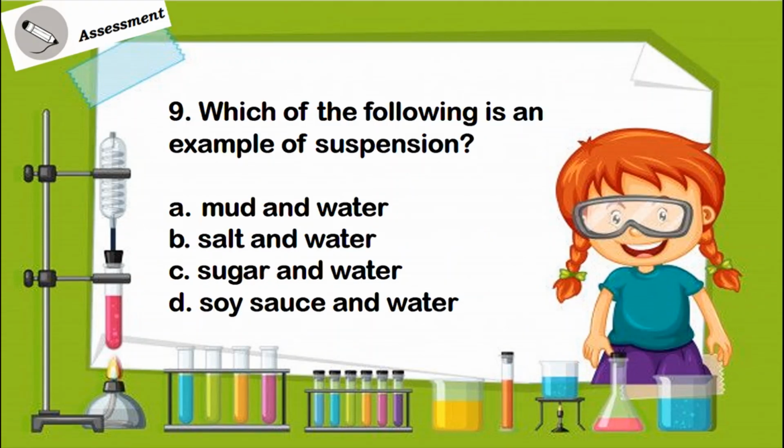Okay? Sige. Let's proceed. Number 9. Which of the following is an example of suspension? A. Mud and water. B. Salt and water. C. Sugar and water. D. Soy sauce and water. So, inumduman ninyo nga si suspension, mauto siya pag isagol ninyo ang solid to liquid, mag-settle siya at the bottom. Pag i-remain standing dira, magtanaw ninyo diha mag-settle at the bottom na ang solid. So, asa diha, children? A, B, C, or D? Correct answer for this is mud and water.